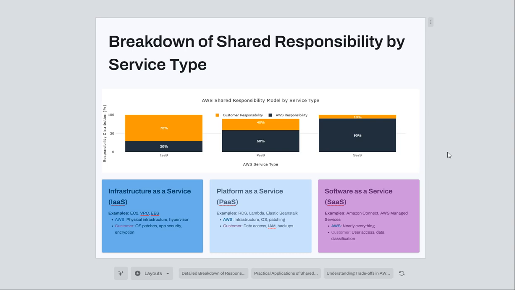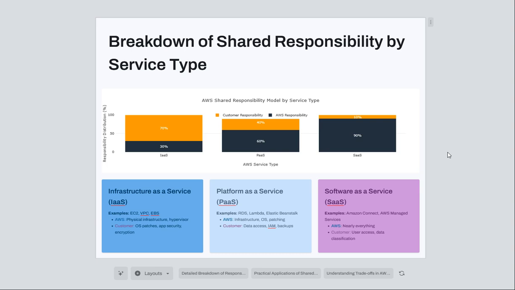Platform as a service. Examples are RDS, relational database systems, Lambda, and Elastic Beanstalk. AWS does infrastructure, OS, and patching; all the underlying layers are looked after by AWS. The customer's responsibility when using PaaS is data access, identity and access management, and backup of your data.